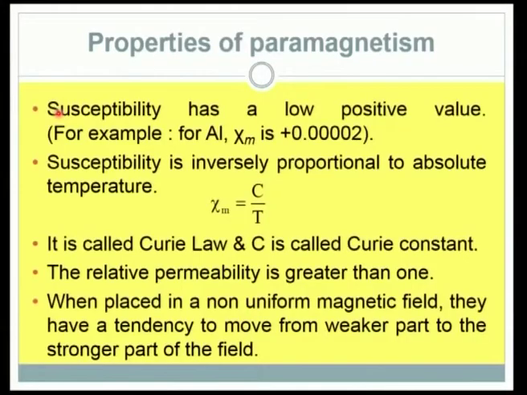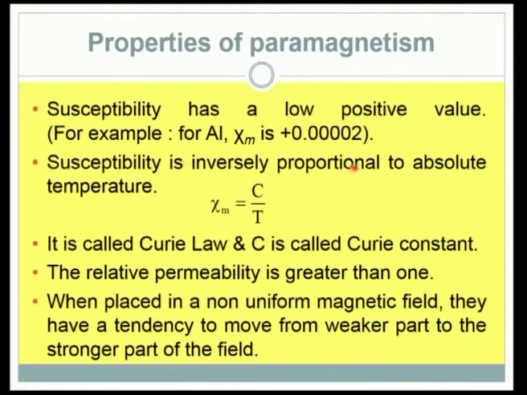Let us see the properties of paramagnetic materials. As far as the susceptibility is concerned, it has a low positive value. For example, in the case of aluminum, susceptibility is a positive value. It is 0.00002, very low value, but it is positive, that we have to notice.